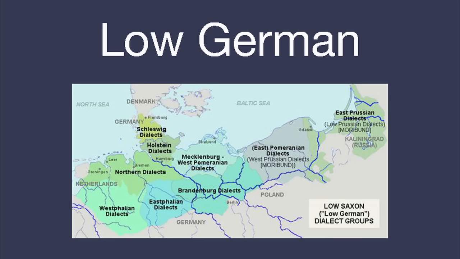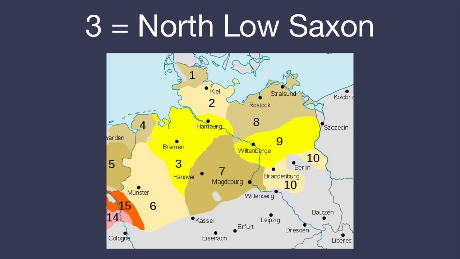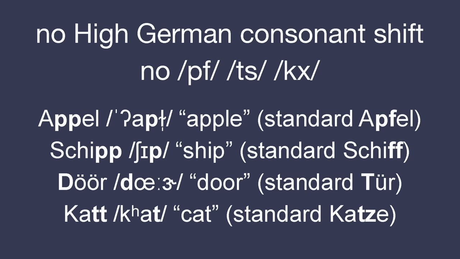Besides the High German dialects, there's also the many varieties of Low German, or Plattdeutsch as they're called. The specific variety I'll be covering is Northern Low Saxon, spoken in northwestern Germany in an area including the cities of Bremen and Hamburg. The Low German varieties, of course, didn't undergo the High German consonant shift, so many words have different consonants compared to their standard German counterparts. And there's also no pf, ts, or kh.